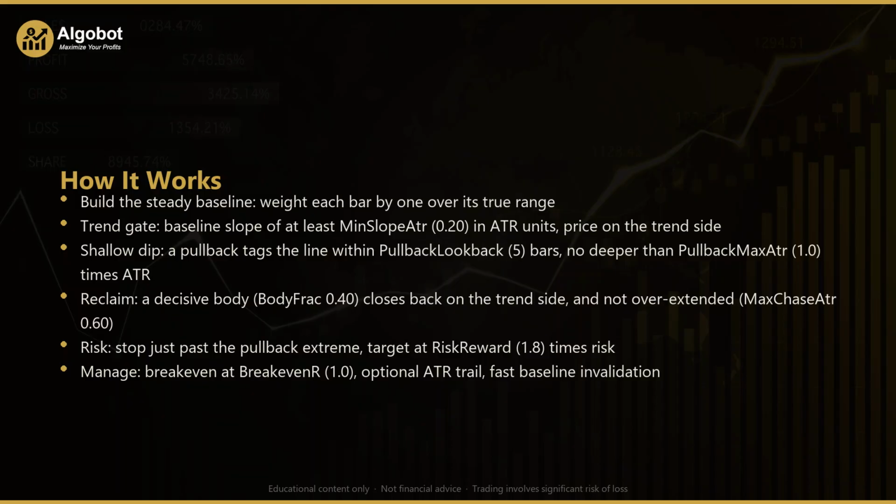When all 3 gates align, the entry is placed. For a long, the stop sits just below the pullback low with a small buffer, and the target is set at RiskReward, 1.8 times that risk. A short mirrors this exactly. Once a trade is open, the stop is pulled to break-even after BreakEvenHours of profit. An optional ATR trail can lock gains, and a fast invalidation closes the trade the moment a bar closes back through the baseline. So a failed continuation costs only a fraction of the full stop.